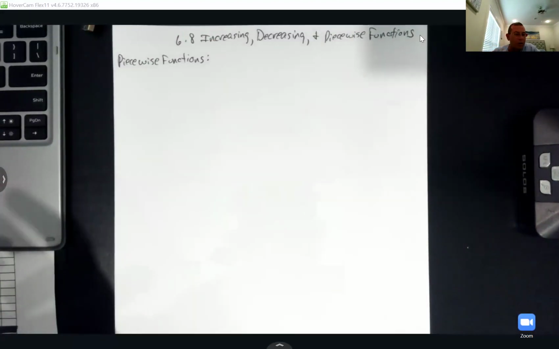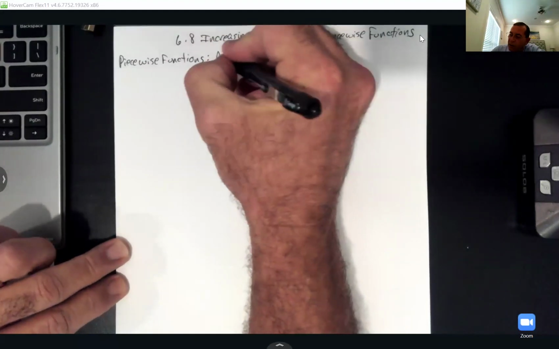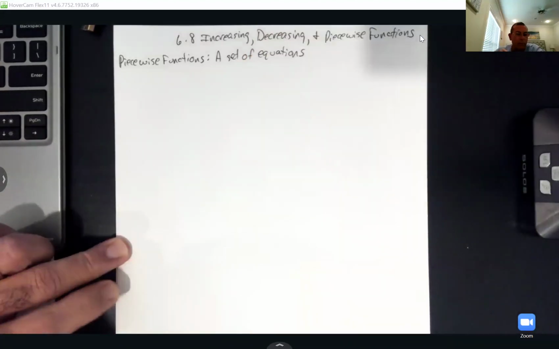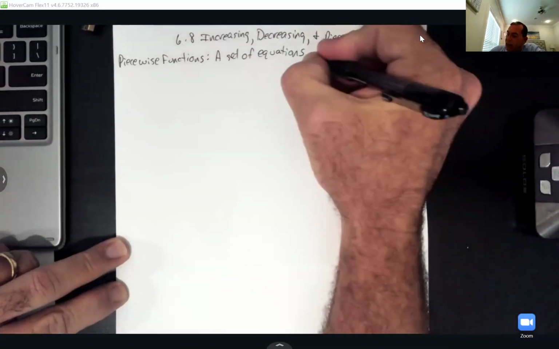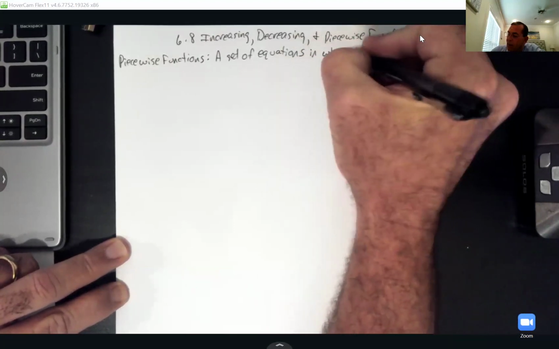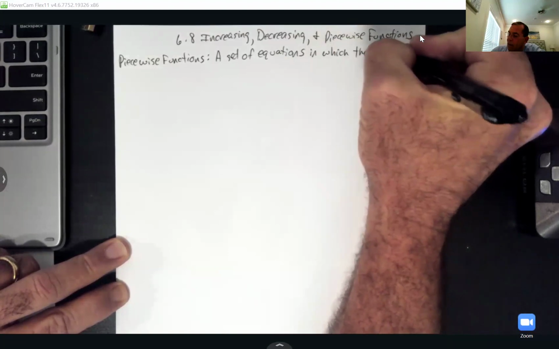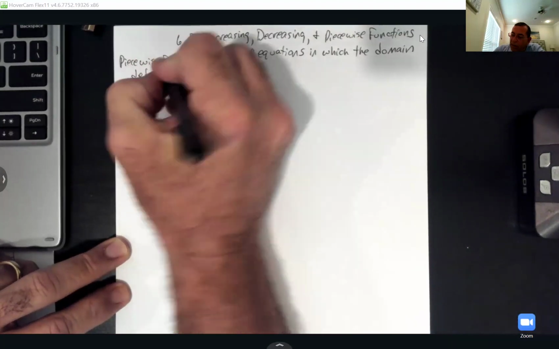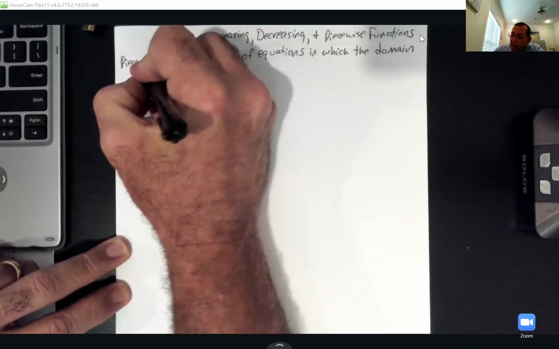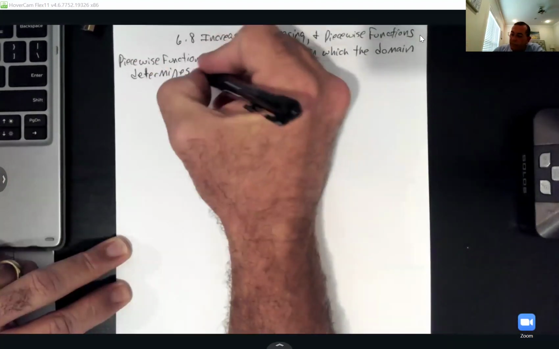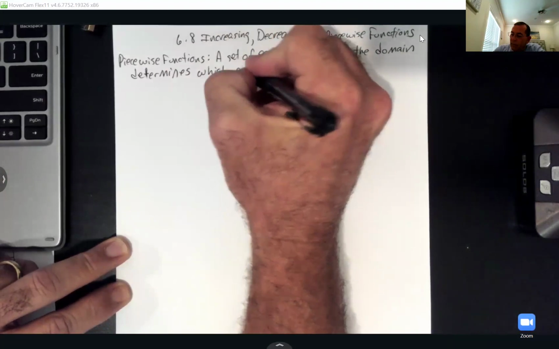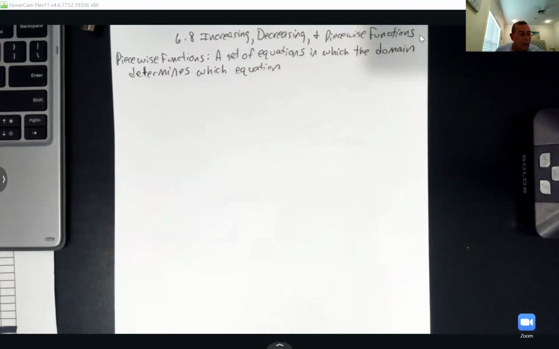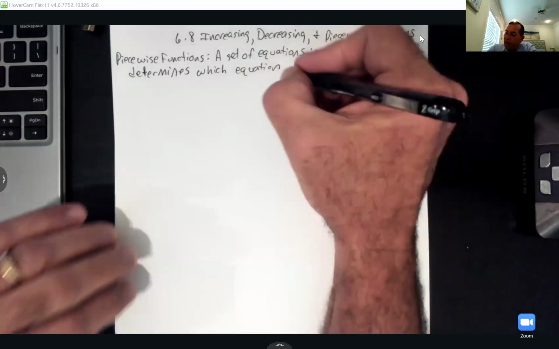So y'all, a piecewise function is a set of equations in which the domain determines which equation is used to find the function value.